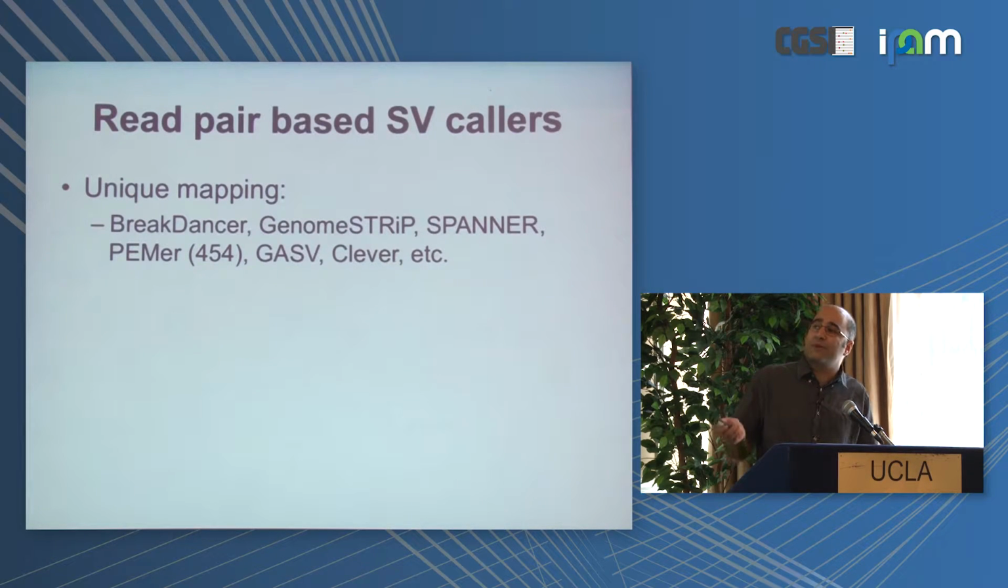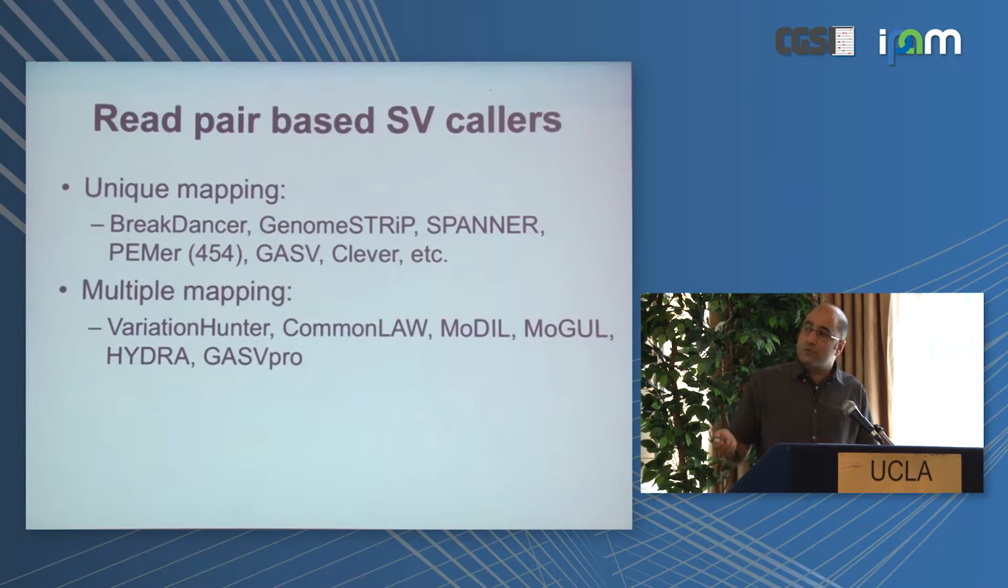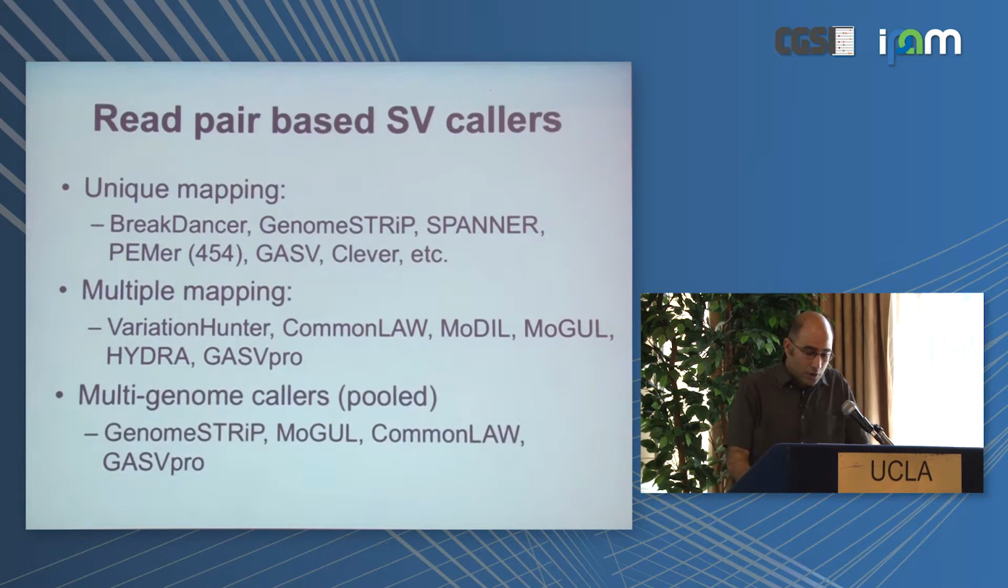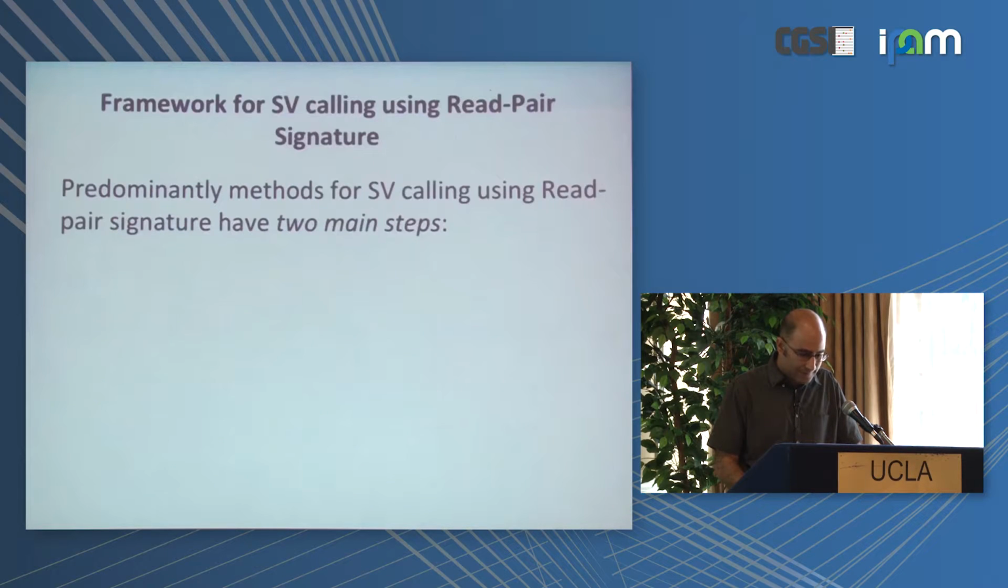Some of them use unique mapping. I put some of them here, like BreakDancer, GenomeSTRiP, GASV. Some of them use multiple mapping, like VariationHunter, Hydra, GASVPro. And some of them take advantage of using multiple genomes together for calling structural variation. So what they do is that instead of calling structural variation in one genome against the reference genome, they look at many genomes together. That increases their power significantly in picking up structural variation, which is quite amazing. And there are quite a few tools recently developed for exactly doing that.